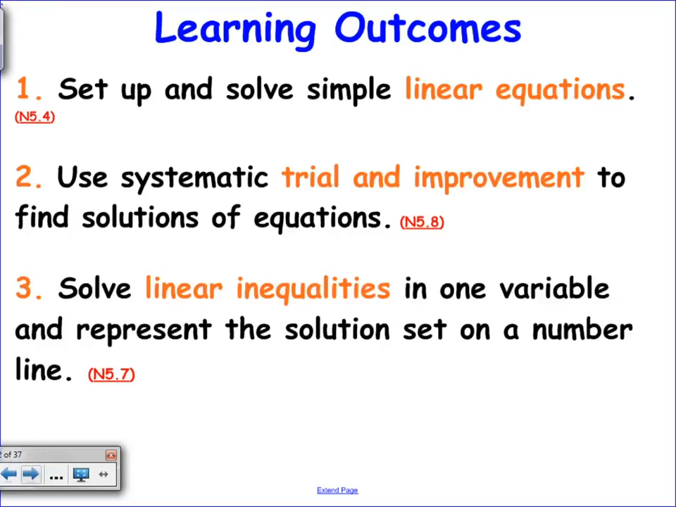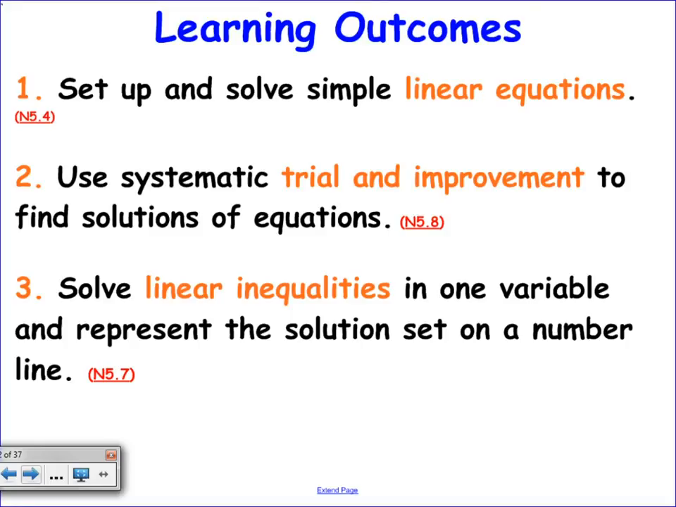So the learning outcomes for today and tomorrow, we have 3 learning outcomes. I need to show you how to set up and solve simple linear equations. Now there's about 3 or 4 different ways of doing this. Today we're going to do 2 of the 4 ways. We also need to do systematic trial and improvement.